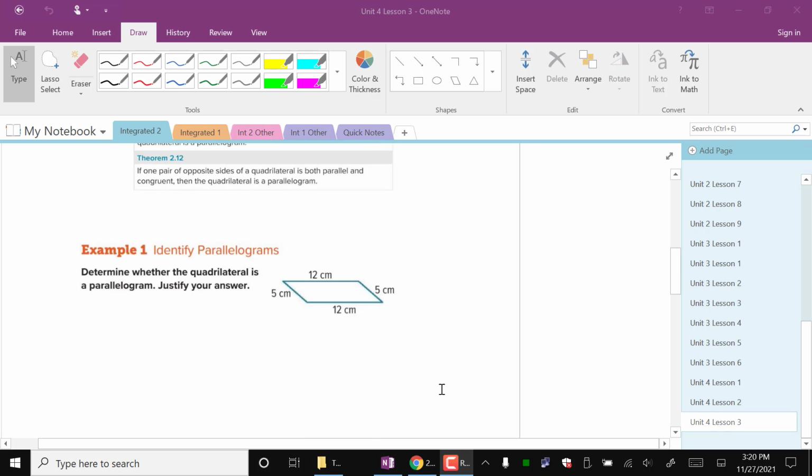Let's take a look at example 1. Identify parallelograms. Determine whether this quadrilateral is a parallelogram, and we want to justify our answer. So if we look at it, opposite sides have the same length. So yes, this is a parallelogram.